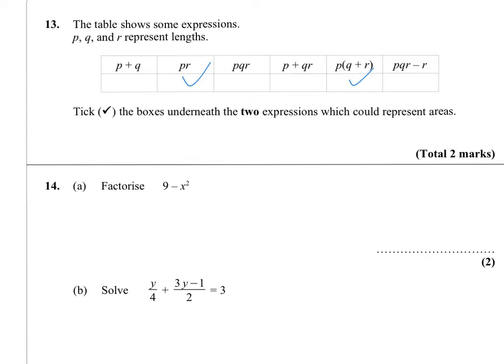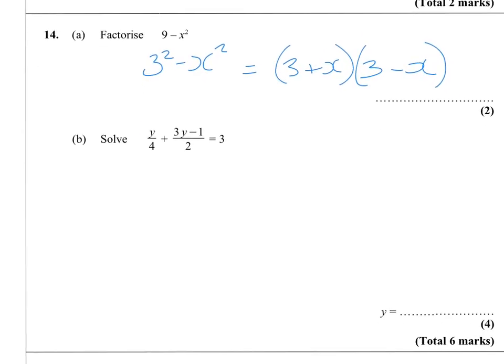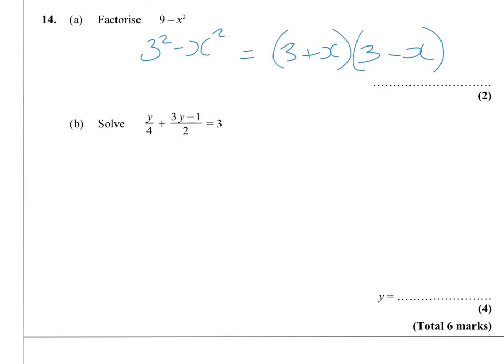2 marks available. Question 14 is the difference of 2 squares. Basically that means that this could be rewritten as 3 squared take away x squared, which, factorising being the reverse of expanding brackets, gives me 3 at the start of each of them, a plus x and a minus x. That's the difference of 2 squares, if you want to revise that. As soon as you recognise it's 1 square take away another square, then it's quite easy to factorise.